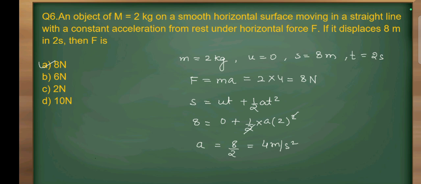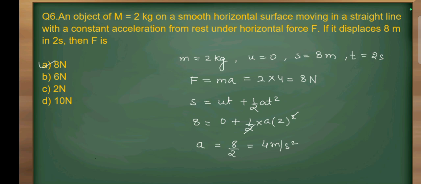If it displaces 8 meter in 2 seconds, then F is. Here the mass of the object is given as 2 kg and initially it is at rest, so initial velocity is 0. Its displacement is 8 meter in 2 seconds. So we have to calculate the force experienced by the object. We know that force is equal to mass times acceleration. So here we have to find the acceleration.